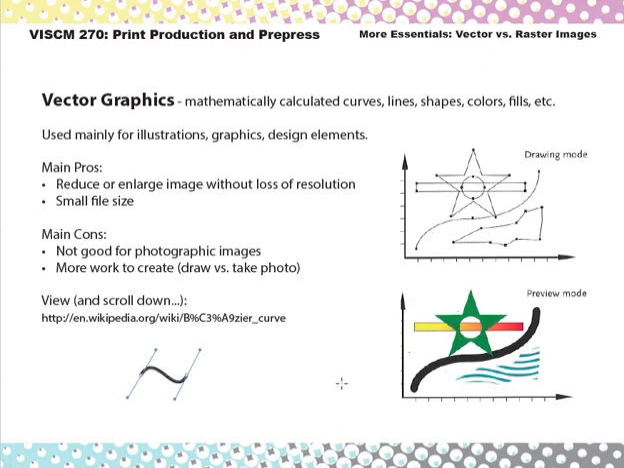Vector graphics are mainly used for illustrations and graphic elements and logos. And the main benefit of using a vector graphic is that they're small file sizes, and you can enlarge them or reduce them to whatever physical dimension size you want without losing any resolution or quality. So you can expand them up to a billboard size or as small as a business card, the same graphics file, and you would come out with the same quality with each size. And that's because it's mathematically calculated lines.